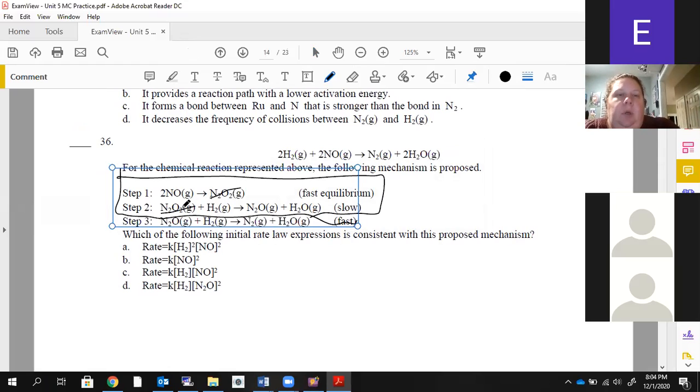So I look at just the reactants in those two steps. N2O2 has been canceled out as an intermediate. I've got 2 NOs here, which means that NO is going to be second order. I've got 1 H2, which means H2 is going to be first order. And all you have to do is just compare it. So you would get C. Okay.